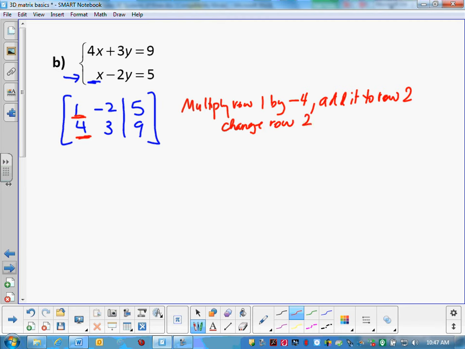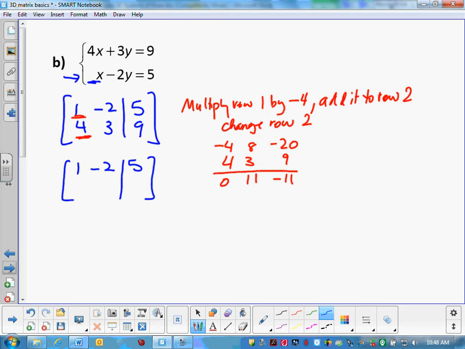So let's do that. So we're going to multiply row 1 by -4, so it's -4, +8, -4, -20. I'm going to copy over row 2, so 4, 3, 9, and I'm going to add it and get 0, 11, -11. So rewrite. So my top line's actually going to stay the same, and my bottom line's now going to become this right here, 0, 11, -11. All right, so now we're ready to change this 11 into a 1, and it's always easy.